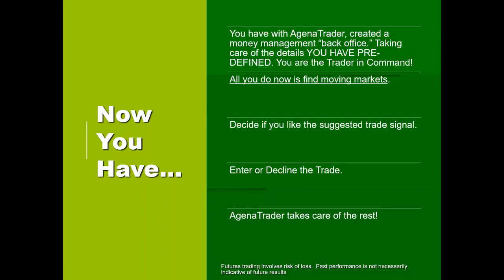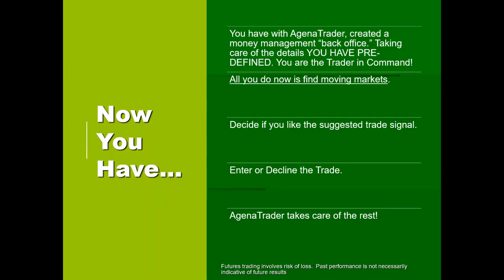Now, with AgenaTrader, what you've created, what I've talked about earlier, is what? It's a money management back office. It's as if you have somebody saying, okay, we're up $1,500, we feel comfortable, let's add a position. Or, look, we're down $1,000, let's reduce our exposure. Maybe the market's not flowing. Maybe there's no follow through. Maybe there's too much chop. Maybe it's just wild. So let's start taking off more aggressively than we're adding contracts.